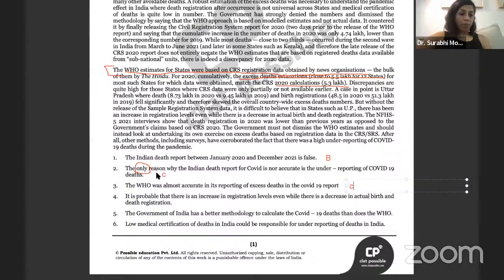Second cannot be probably false, Shivani, because it is true. Underreporting was one of the reasons, but we do not know whether it was the only reason. Have you understood the third one, everyone?